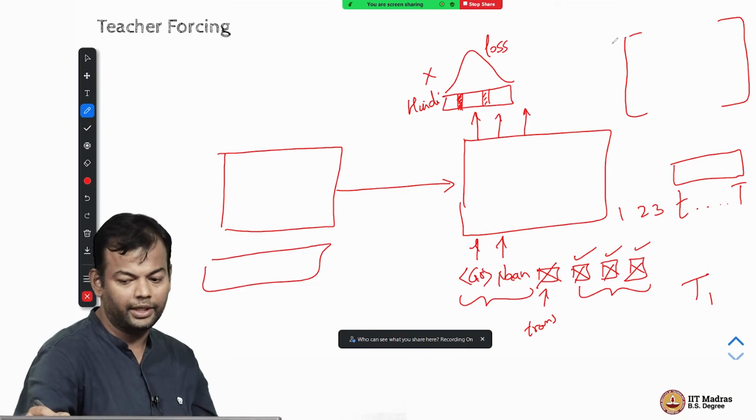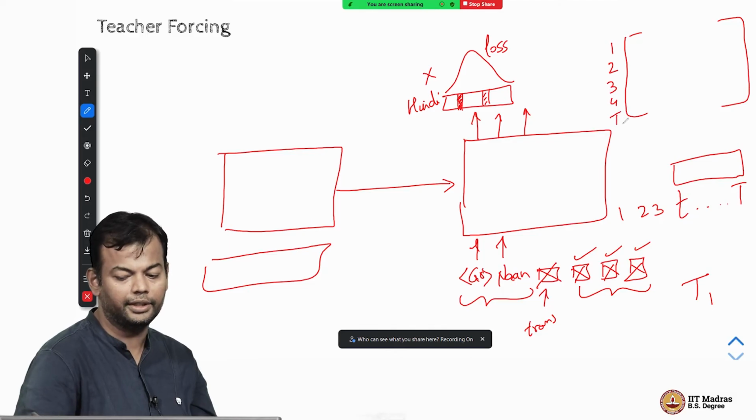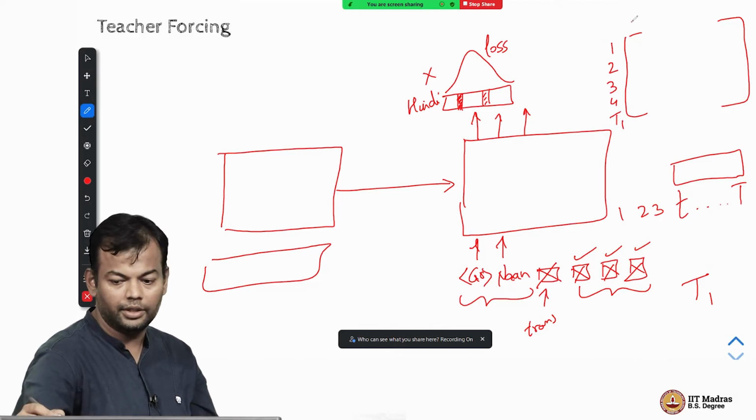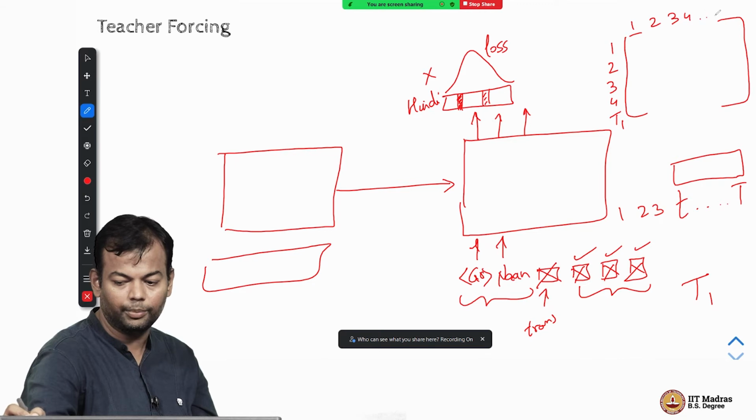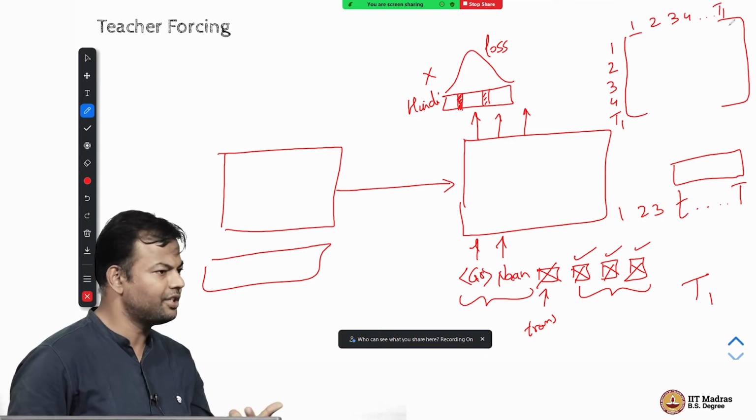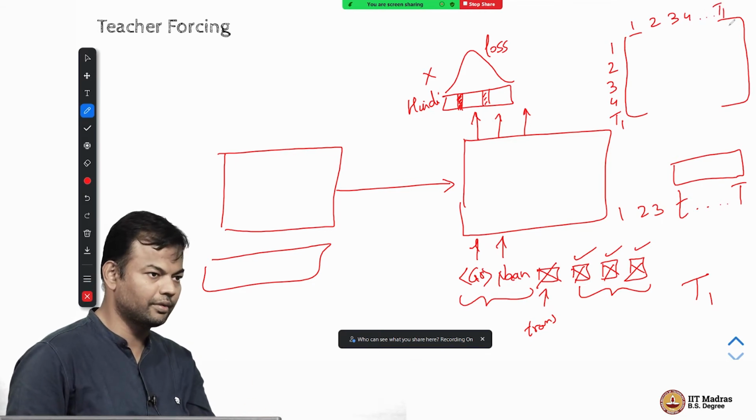So let me just tell you. This is for first word, second word, third word, fourth word up to word T1. This is again first, second, third, fourth up to T1. So the attention matrix is a T1 cross T1 matrix.